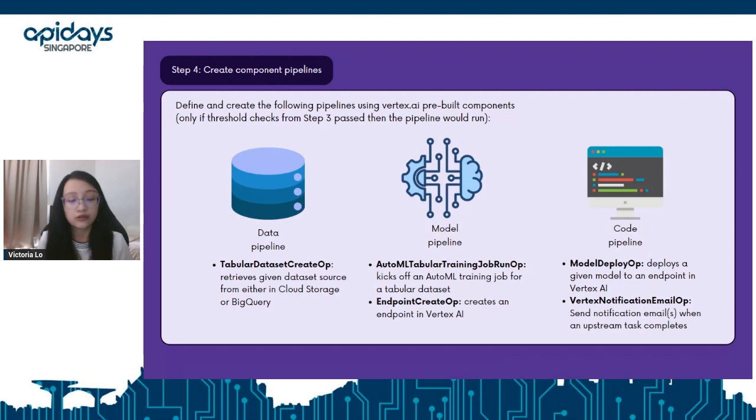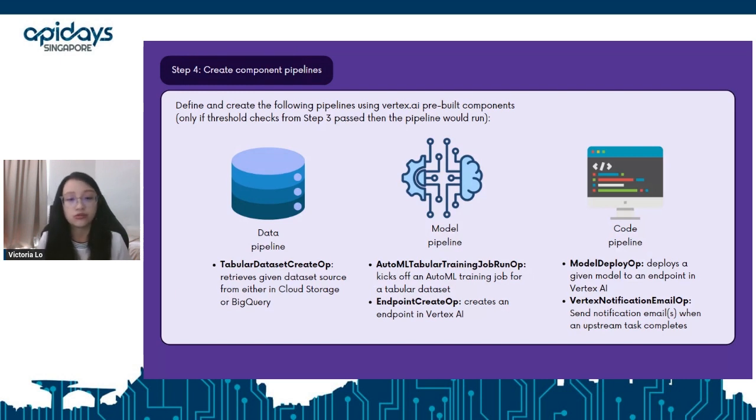For the tabular dataset create op, this component allows us to retrieve any dataset source, either from cloud storage or BigQuery. So automatically, if you upload, let's say, new data, it would retrieve that dataset source, and then move on to the machine learning model pipeline part, which is the AutoML tabular training job run op. This component allows us to trigger the AutoML training job for this dataset. So immediately, if it detects any changes or any predetermined conditions that we set, the model pipeline would trigger this training. So it'll automatically train the model.